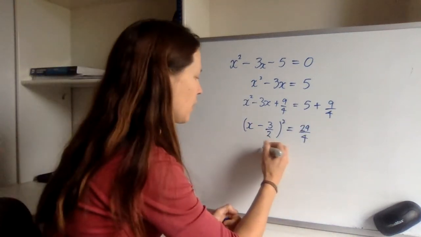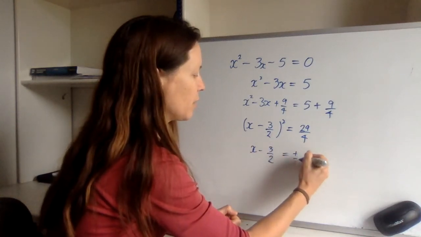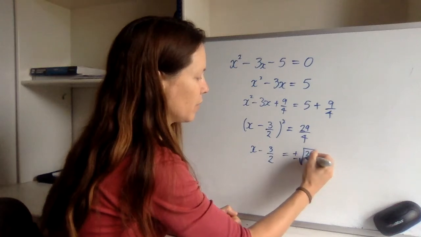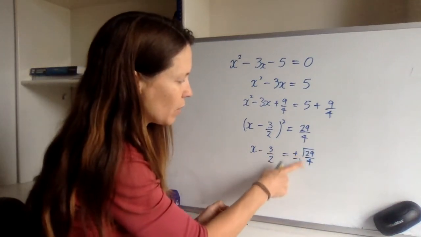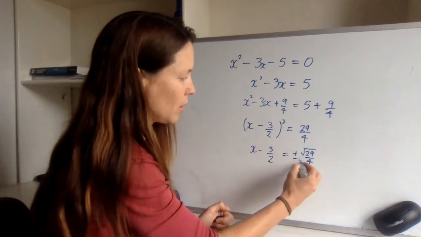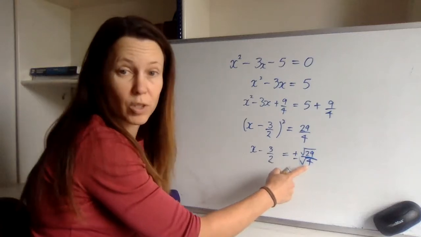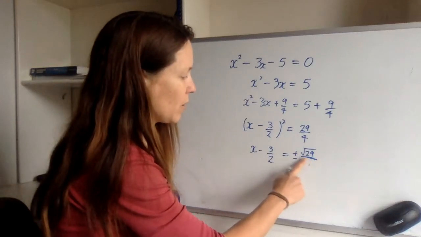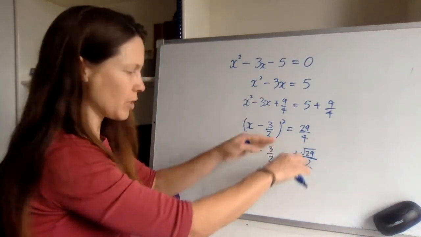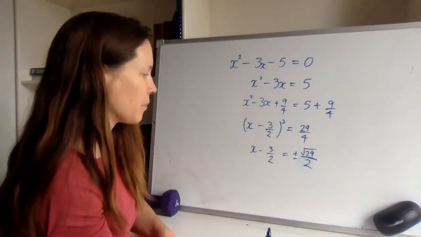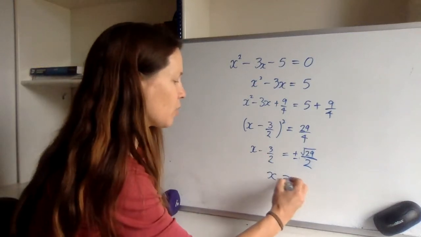Now if I take the square root of both sides, I've got the positive and the negative of the square root of 29 quarters. And that's exactly the same as if I take the square root of the 29 over the square root of the 4 separately, isn't it? Square root of 4 is 2. So I might just tidy that up while I'm there and actually just write that as a 2. Now you could do that on the next line. I'm just saving space because I'm running out of board here. Last step to get the x by itself, let's add 3 halves to each side.